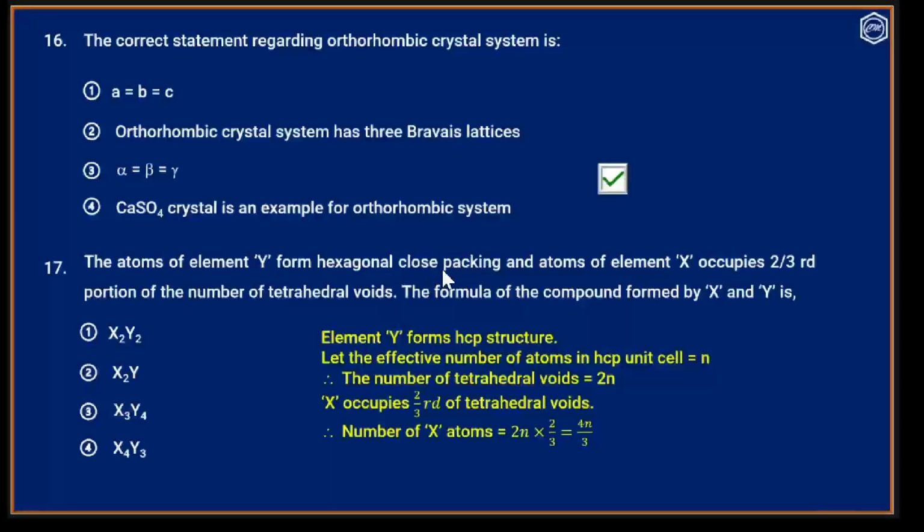And Y forms the hexagonal close packing. Therefore, the number of Y will be n. So the ratio of X and Y atoms will be 4n by 3 is to n, that is 4 is to 3. So the formula is X4Y3. Option 4 is the correct answer.